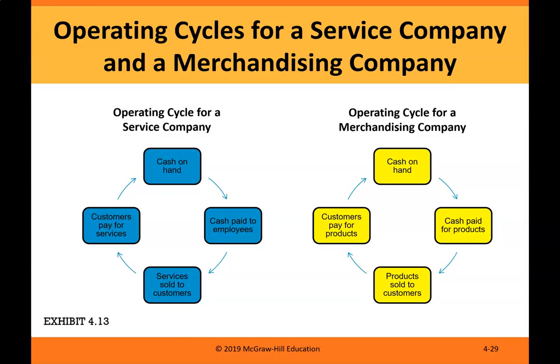Operating cycles for a service company and a merchandising company. So the operating cycle for a service company is cash that you have already, then you can pay your employees, then you can provide services to your customers, and then you can collect the money from those customers, and that'll give you the cash that you have available again. For a merchandising company, we start with the cash that we have, we pay out cash for our products, we sell our products to our customers, then our customers pay us for what we sold them, and then we have our cash on hand again.